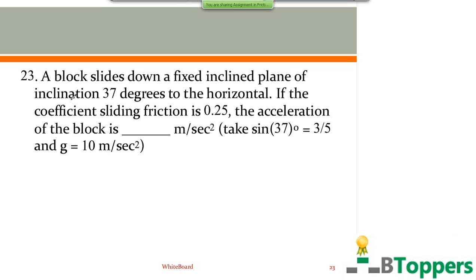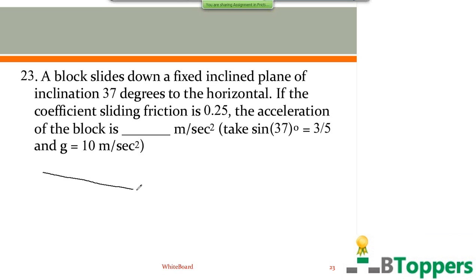A block slides down a fixed inclined plane of inclination 37 degrees to the horizontal. The coefficient of sliding friction is 0.25. The acceleration of the block is dash meter per second square. So here this is a direct substitution problem.